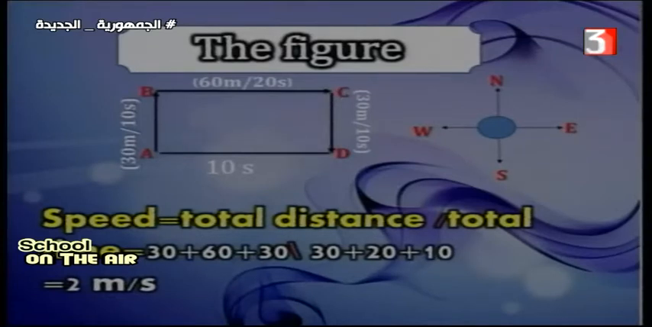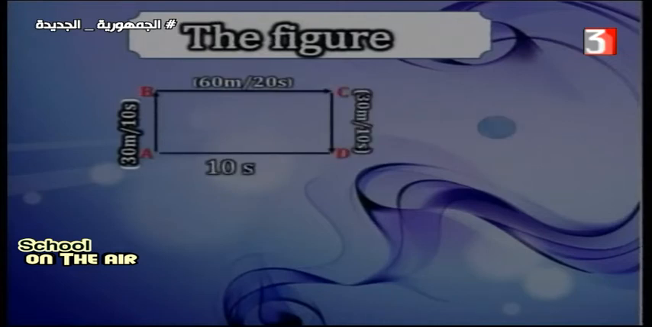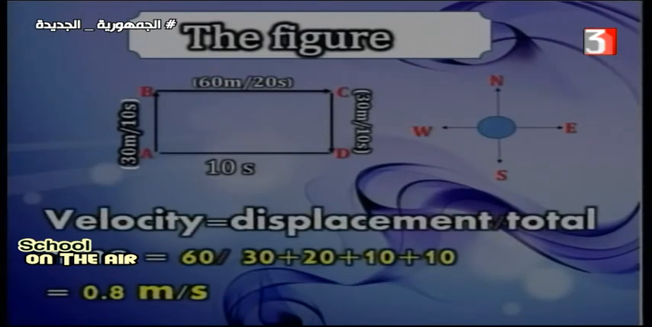It's wonderful to say that. This is about speed. What about velocity? Velocity, it's very easy. The same figure, A, B, C to D, and returned back again. And don't forget the direction. All the time I say take care with this problem. Velocity equals displacement over total time. 60, yes, divided by 30 plus 20 plus 10 plus 10.